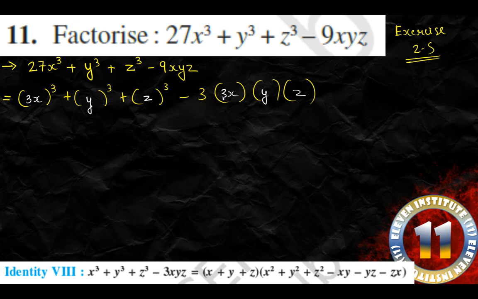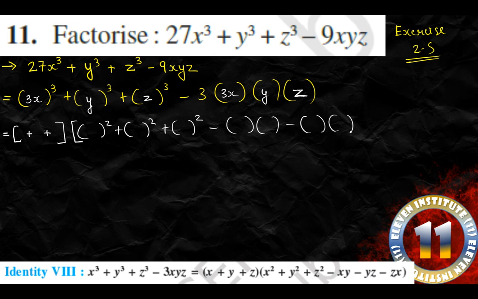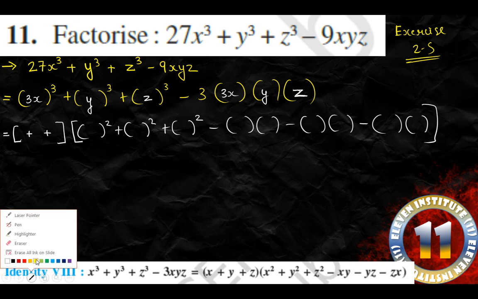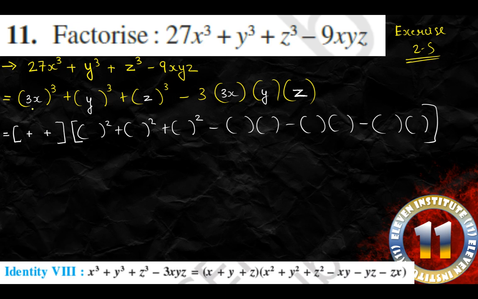Multiply and check, 3 3s are 9. 9 times x, y and z. This is z, right? Now apply the formula. So what is the formula? In formula we have x plus y plus z multiplied by x square plus y square plus z square minus x into y minus y into z minus z into x. Now instead of these empty spaces we will input the values of x, y and z that we have. Right. So here we have 3x, y and z.